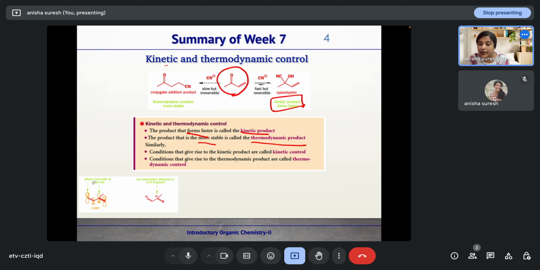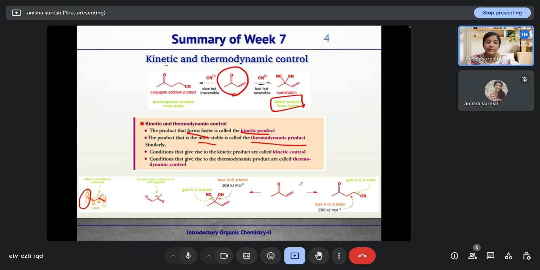So the attack can take place at this position or this position. Since this lobe is larger when we consider orbital contribution, this addition will be more favored. And when electrostatic attraction is considered, this position will be more favored for addition. When we are considering charge or electrostatic conditions, then 1-2 addition will take place. When we are considering orbital contribution, then 1-4 addition can take place.